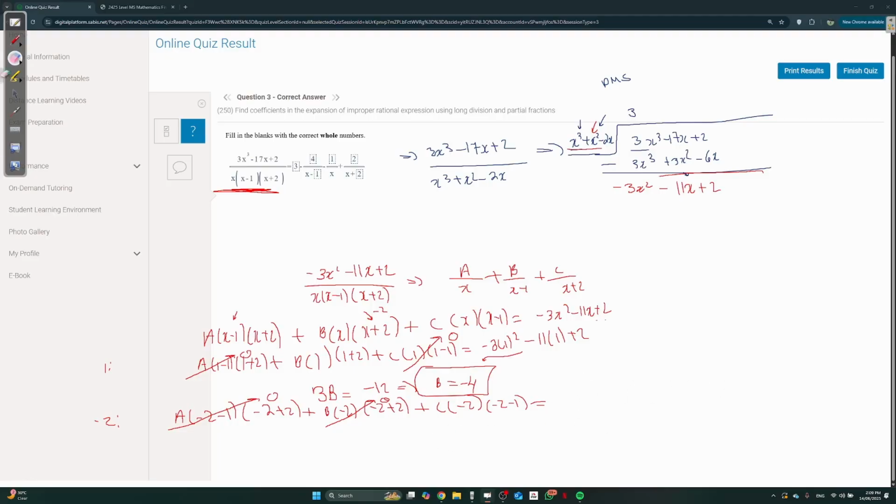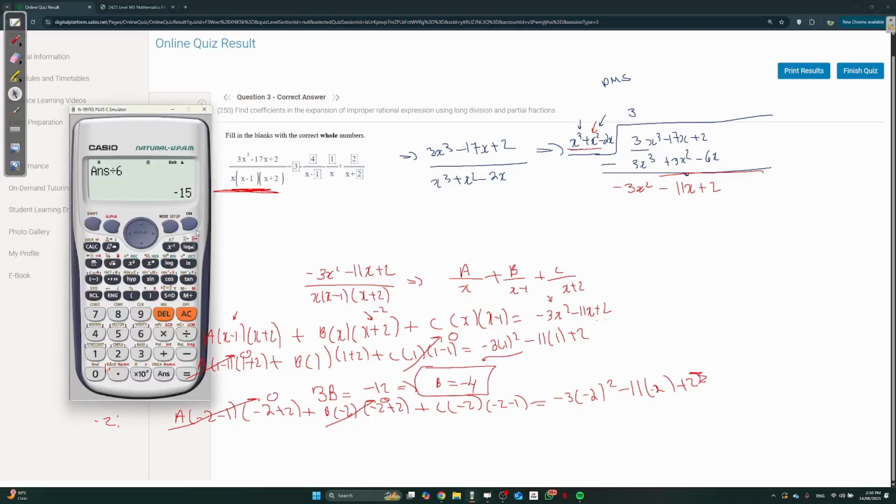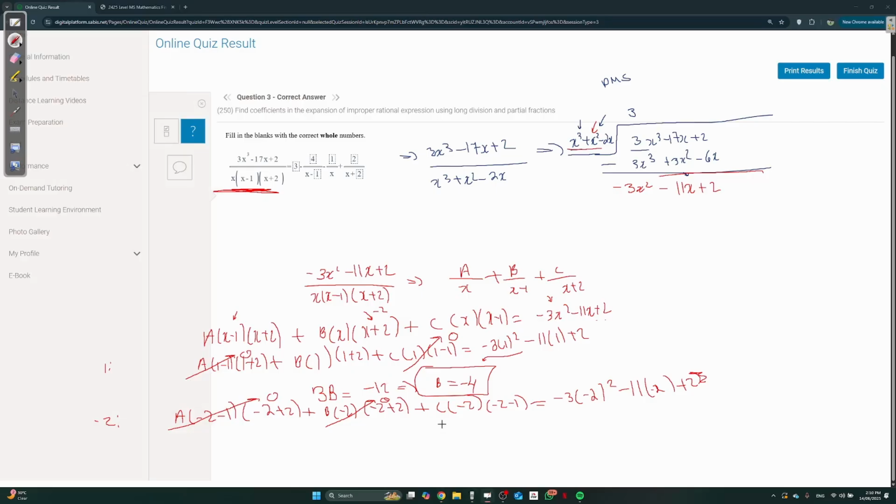Substituting negative 2 into our numerator gets you negative 3 times negative 2 squared minus 11 times negative 2 plus 2, which is negative 12 plus 22 is 10 plus 2 is 14. So I'm gonna get how much? No, I did the calculations wrong. Negative 12 plus 22 plus 2 is 12. Okay, so I get 6c is equal to 12. So c is equal to 2.